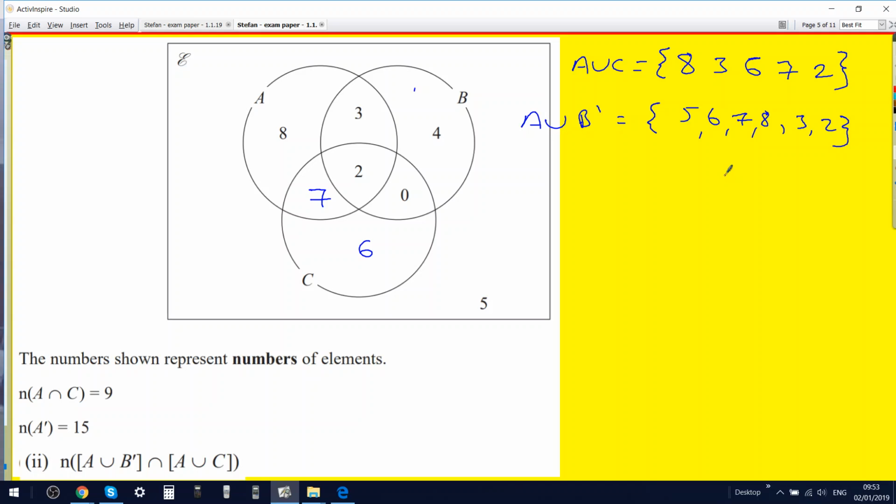And then now, do I need to find what numbers they have in common? Yeah, exactly. And that's 8. Yeah, so 8, 3, 6, 7, 2. And then that's going to add up to be, I think that's 26. Well done.